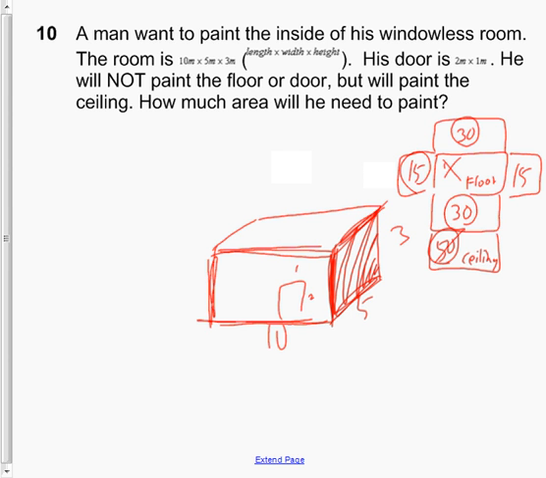So 50 plus 30 is 80. 80 plus 30 is 110. 110 plus 30 is 140 square meters. But I have to subtract from that what number? 2. How come? Because I'm not painting the door. And the door would be a 2 by 1. So the total paintable surface area inside that room is 138 square meters. Okay? That's the answer for the first part.